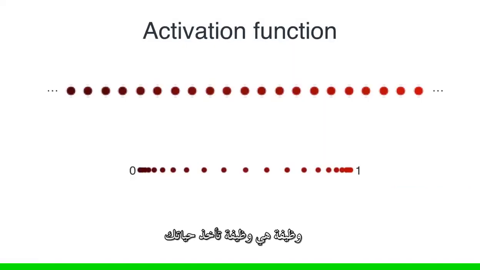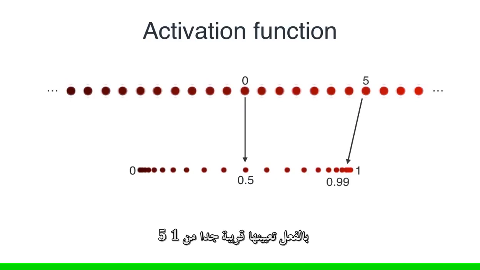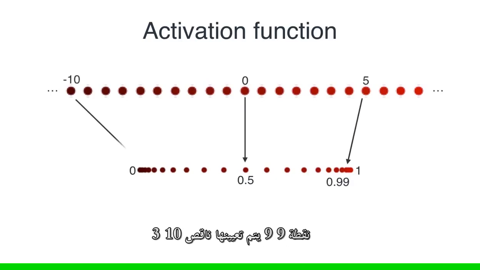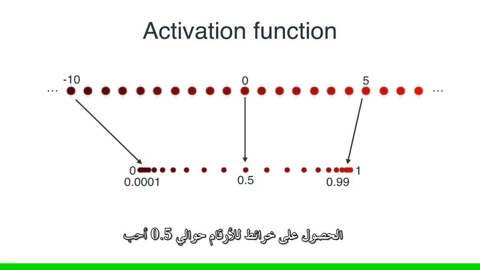An activation function is a function that takes your entire number line into the interval 0, 1. So on the top you see the number line, 0 is in the middle, then 1, 2, 3 to the right, and -1, -2, -3, etc. to the left. And every point gets mapped to some point in the interval 0, 1. So for example, the 0 gets mapped to 0.5. The 5 already gets mapped pretty close to 1, 0.99. The -10 gets mapped pretty close to 0, 0.0001. And in general, huge points get mapped to something very close to 1, huge negative points get mapped to very close to 0, and the numbers around 0 get mapped to numbers around 0.5.